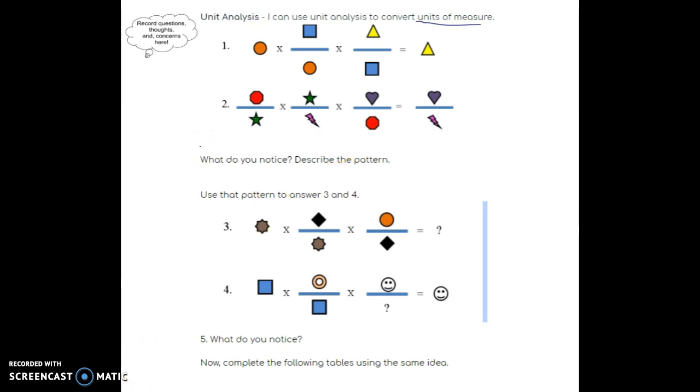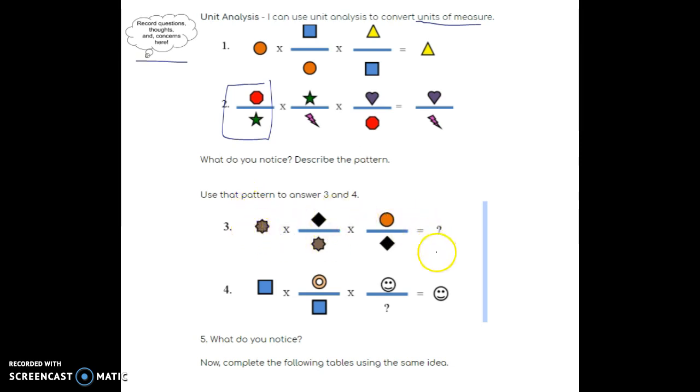I would write down what I notice over here off to the side with this thoughts, questions bubble. That's why it's there. Maybe there's a relationship between these two things, but then a green star divided by a green star gives you 1.